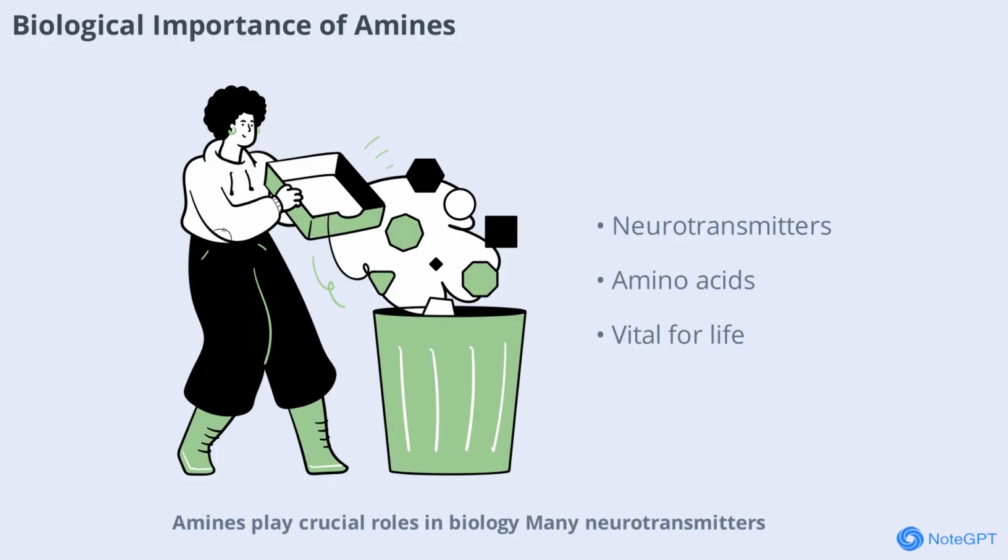Amines play crucial roles in biology. Many neurotransmitters such as dopamine and serotonin are amines. They are also found in amino acids, the building blocks of proteins, and in vitamins and hormones. Their presence is essential for life processes.